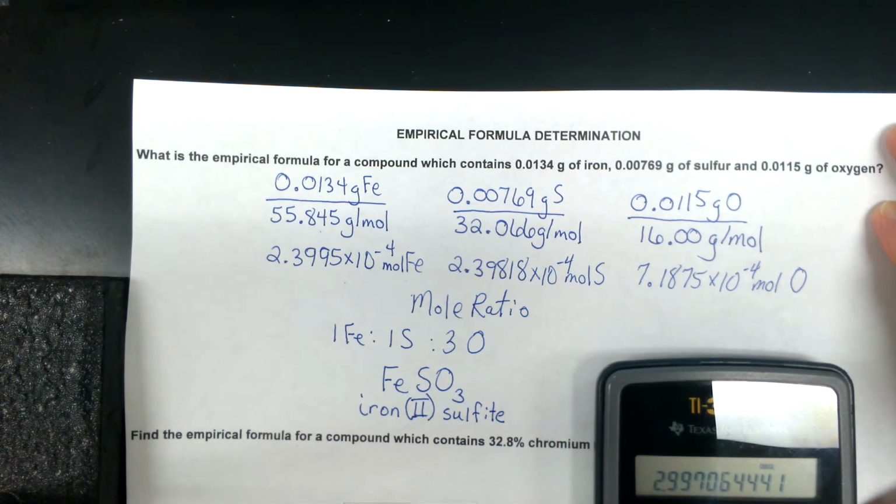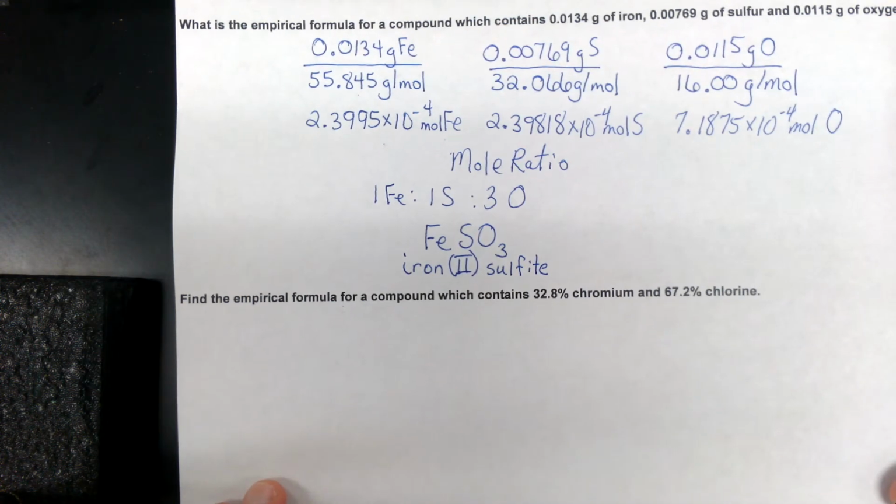So that's how we can determine the empirical formula of a compound when we're given mass percentages.